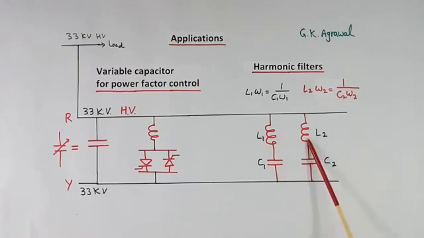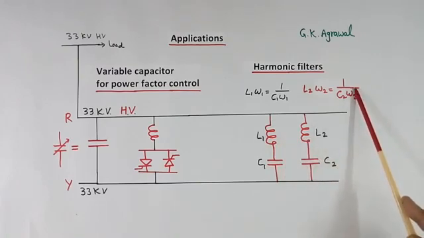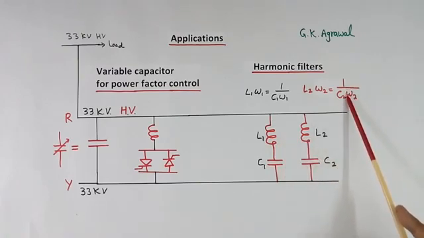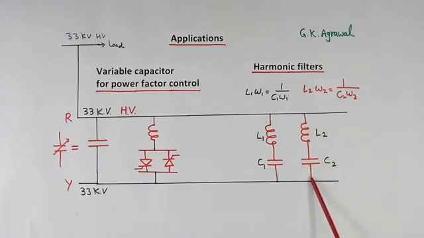Similarly, there will be another filter which will have a different tuning frequency. So this will filter some other frequency. Like that, there may be many harmonics here, so there will be many filters. Each LC is tuned for a certain frequency.